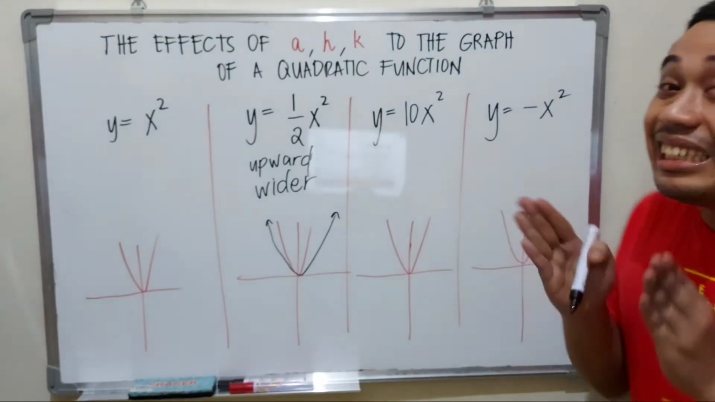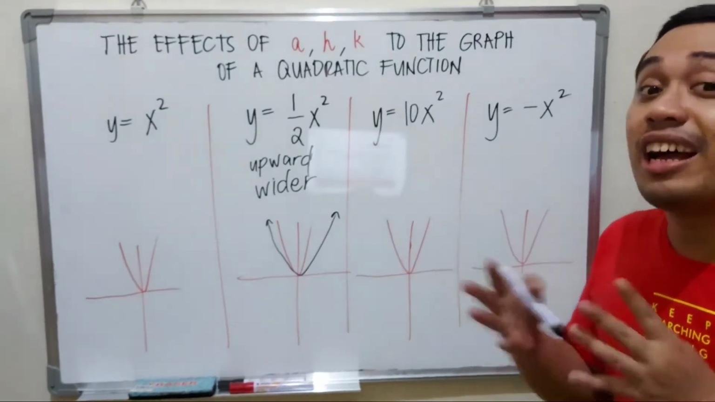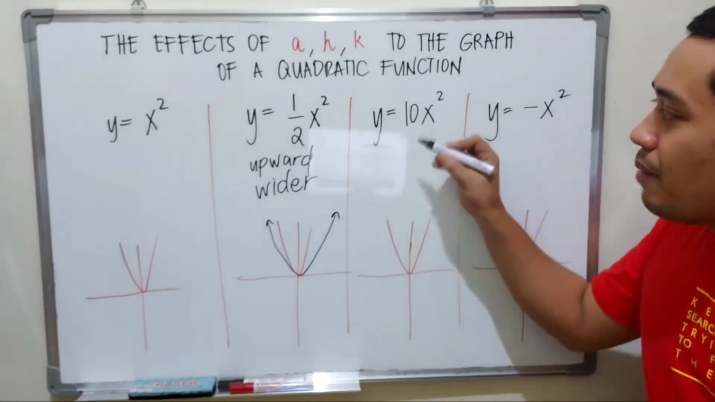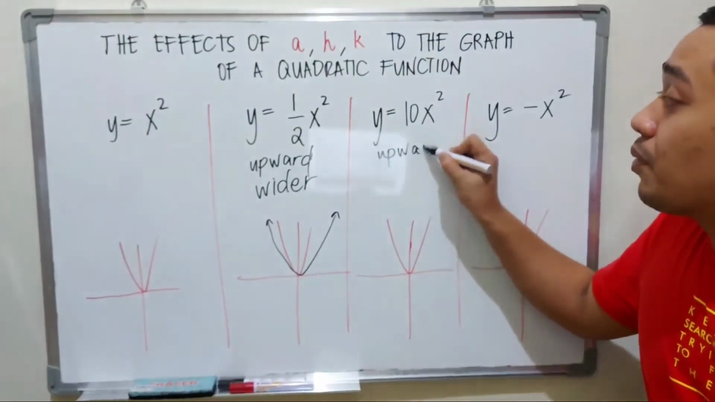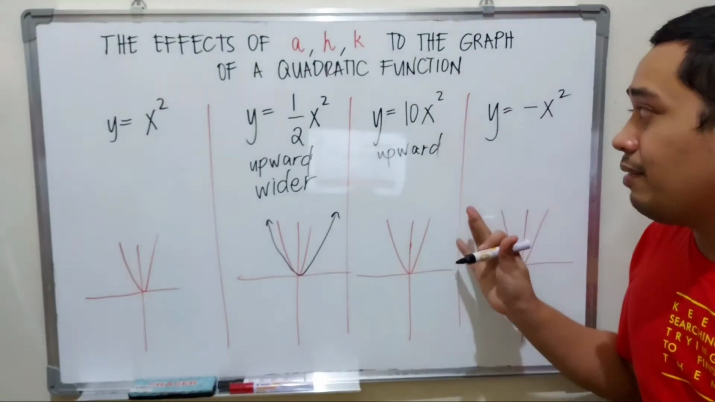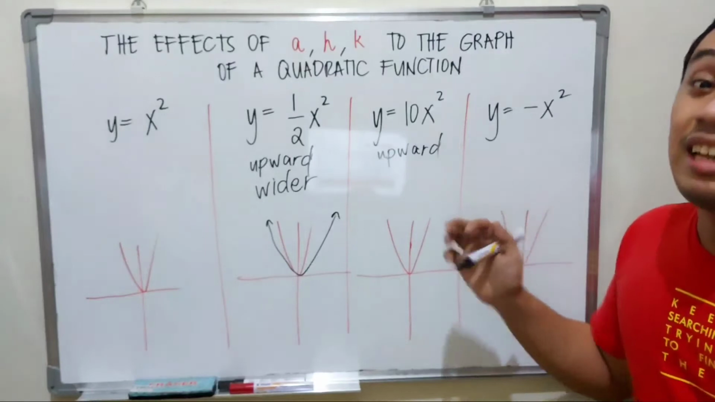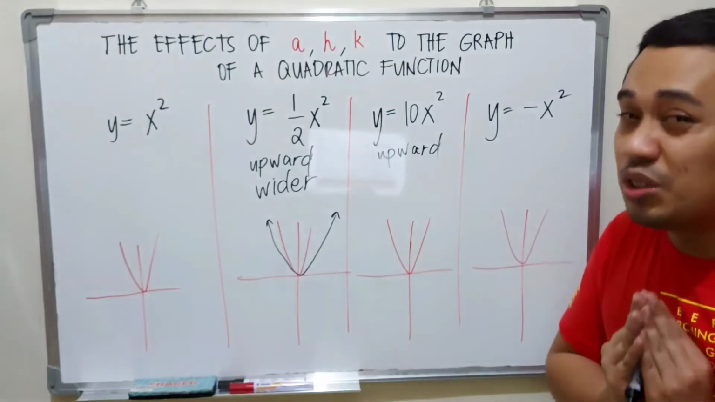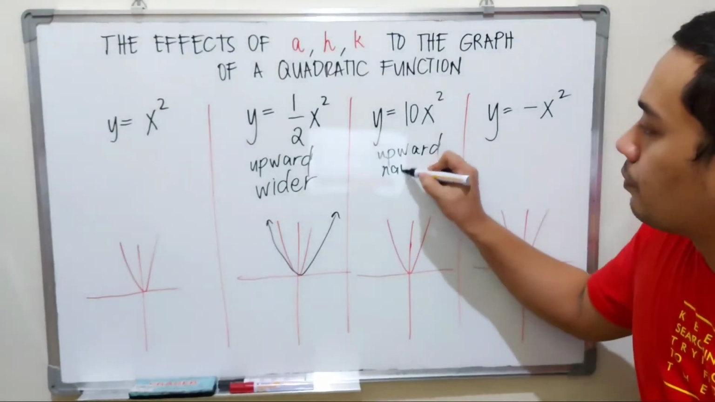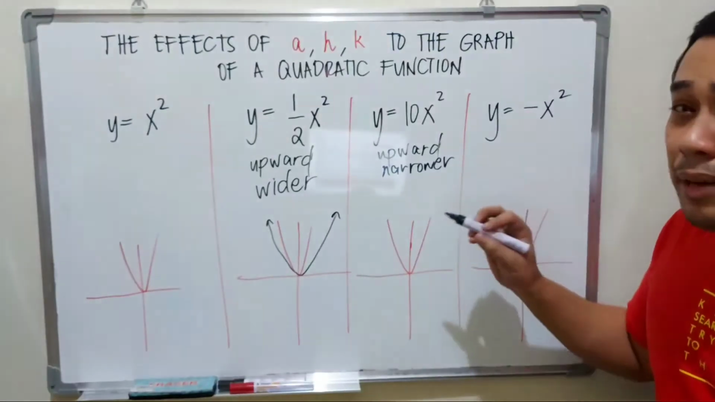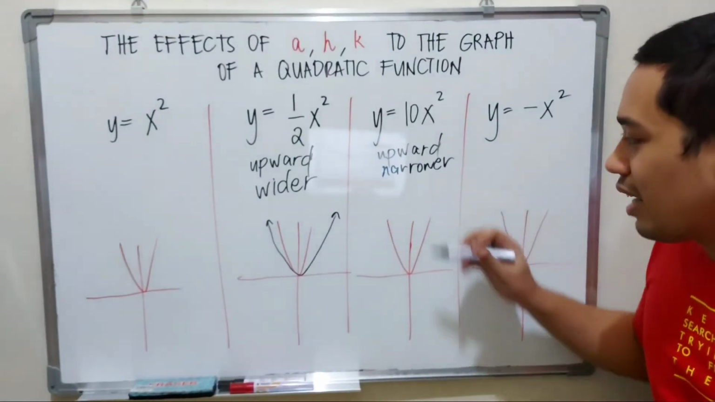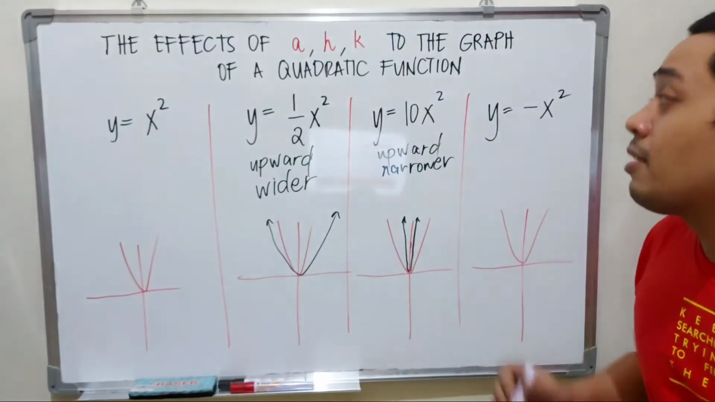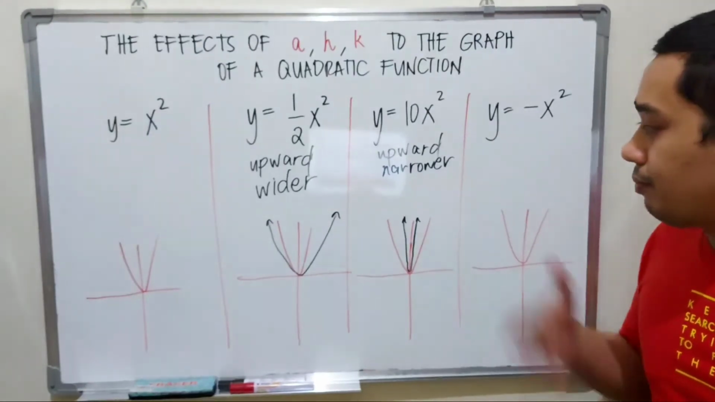Now, kapag naman 10 ang ating magiging value ng a sa y is equal to ax squared, then sabi, positive, upward dapat yung graph, then wider or narrower. Kapag mas mataas ang a or ang absolute value ng a sa 1, then it should be narrower. Then, ibig sabihin, mas maliit or mas mapayat yung graph natin compared sa original value na y is equal to x squared.